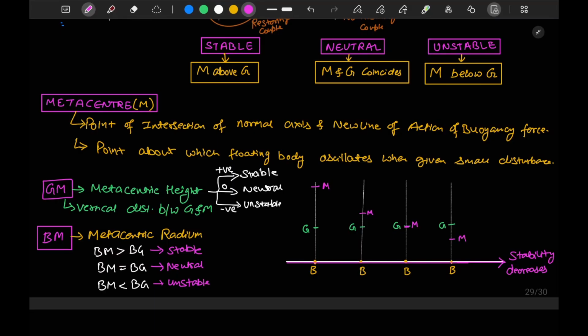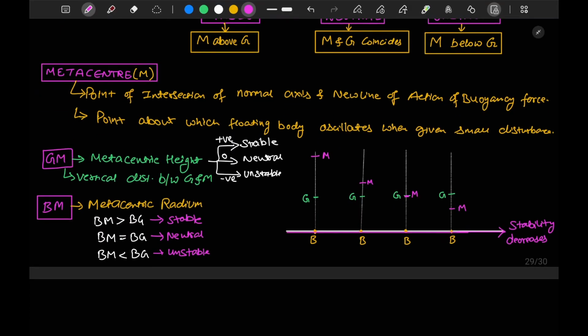Now from here we can also write your GM, the metacentric height I mentioned earlier. This metacentric height GM is equal to BM minus BG. Now we will summarize the stability conditions and look into details of how to calculate your metacentric height. Okay, let's start.